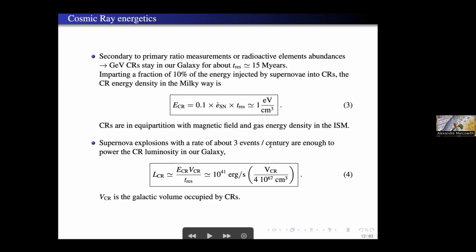So cosmic rays are roughly in equipartition with the magnetic field and gas in the ISM. You can convert it into a total luminosity in cosmic rays, which is about 10 to the 41 ergs per second. So you need some sources which are efficient enough to replenish this luminosity in our galaxy in these non-thermal particles. We will come back to that for a model of acceleration. There is a bit of uncertainty, always a factor 2 in astrophysics, you know.